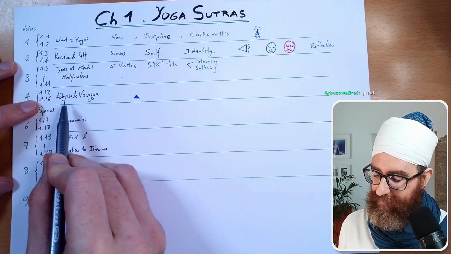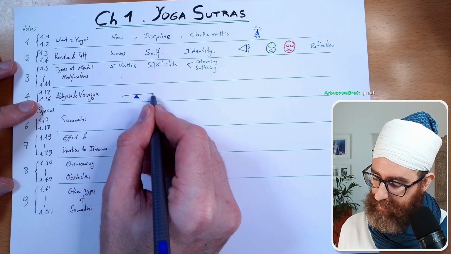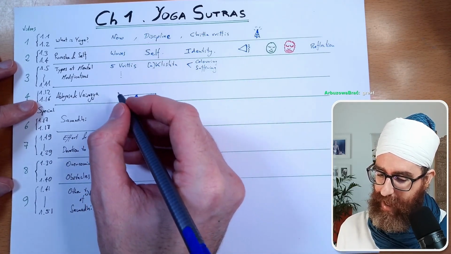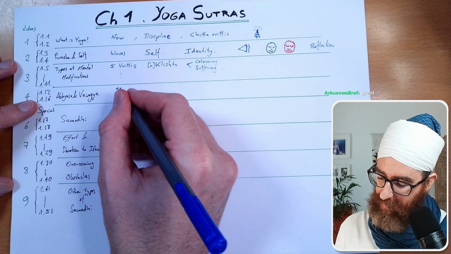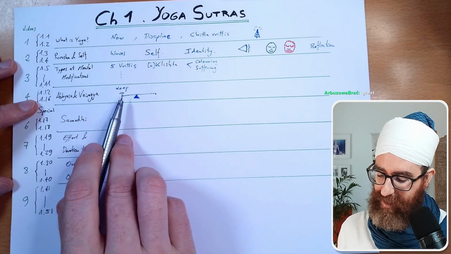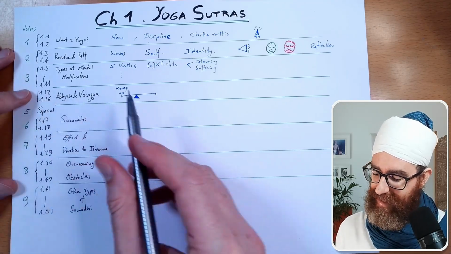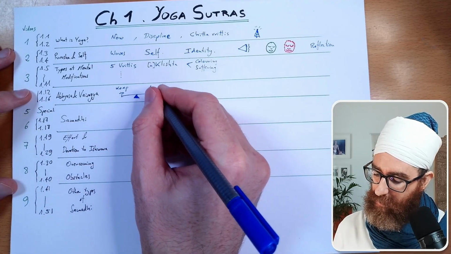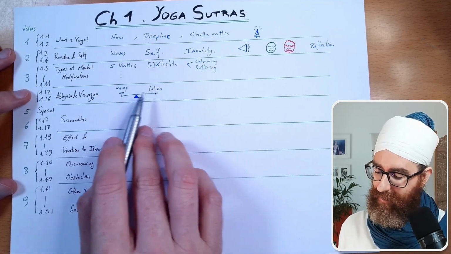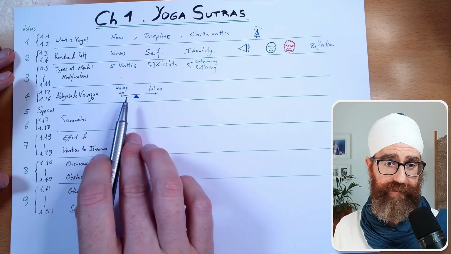And here we have abhyasa and vairagya. These two concepts are like scales, and you put one on one side, the other on the other. One is keep up. Keep up is the abhyasa, the practice. You have to keep up the practice. And vairagya is all about letting go.